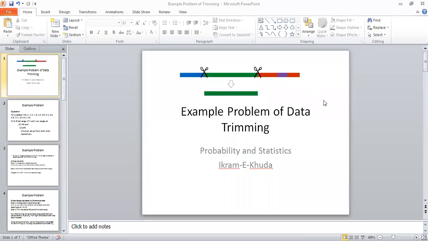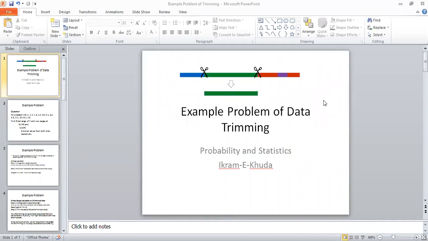In this lecture, I'm going to discuss the problem of data trimming. Data trimming is the operation of trimming the data or cutting the data for our purpose. Sometimes we need to cut the data so that the outliers that are present in the data, or the extreme values that are causing problems in the analysis of the data set, can be cut off.